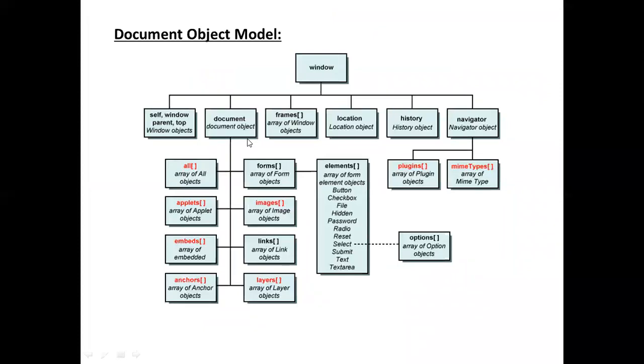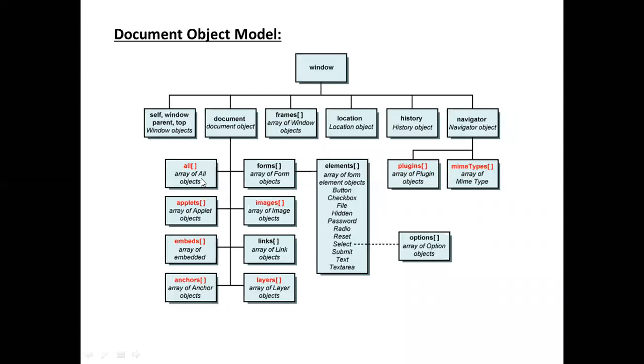Next one, some frames. Next, location. Next, history object. Next, navigator object. Okay. Next one, the document object. So in this chapter we mainly discuss the document object. Here in the document there are forms, images, links, layers, anchors, embedded tags, applet, table, and the remaining objects.